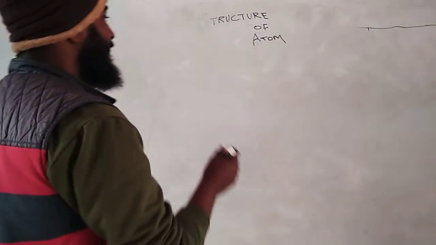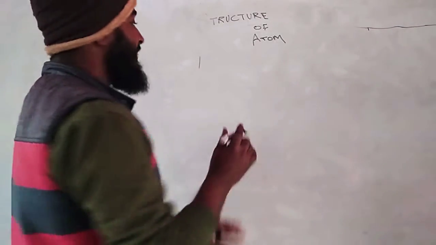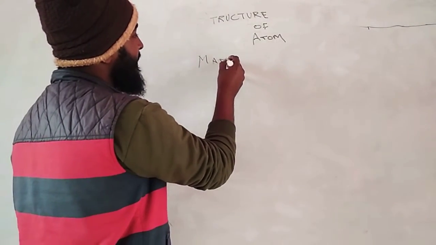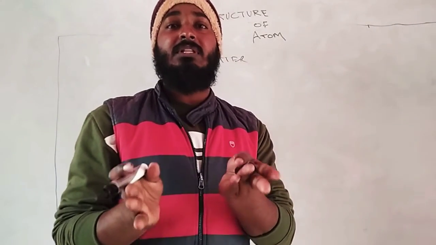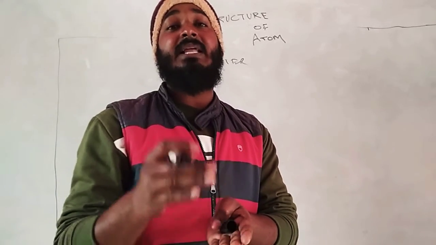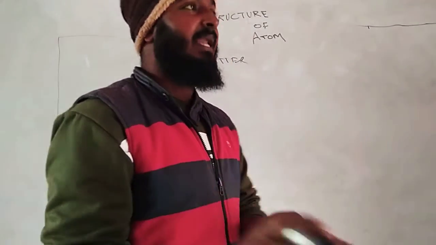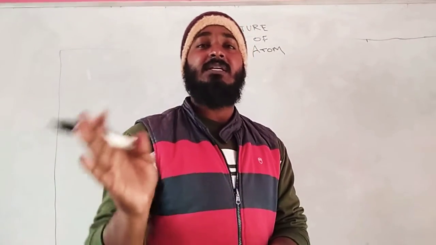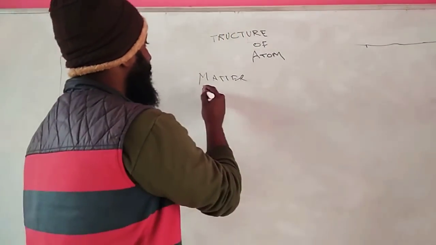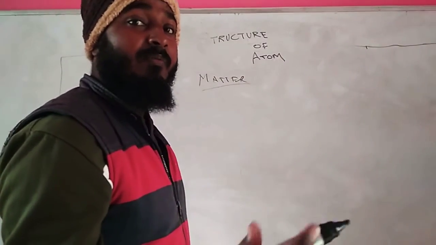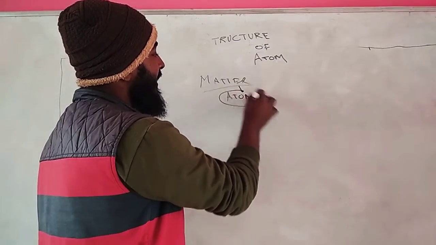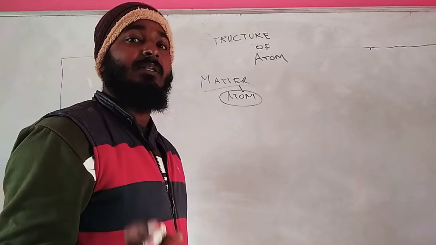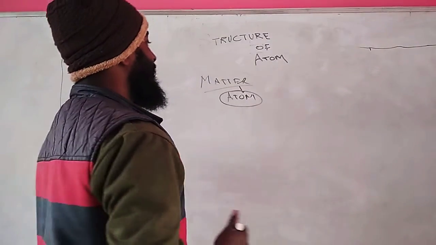So very basically, we will deal with the structure of the atom. The first thing you have to know is matter. What is matter? The substance which occupies space and has mass is called matter. Anything which occupies space and has mass is called matter. Okay, done. Now matter is made up of atoms. What is an atom? An atom is the smallest indivisible particle, given by Dalton.